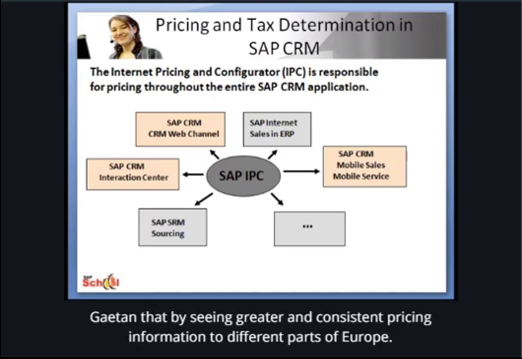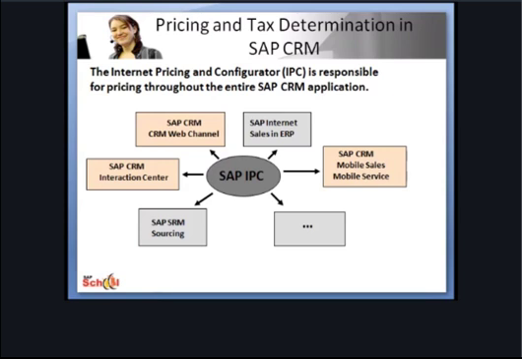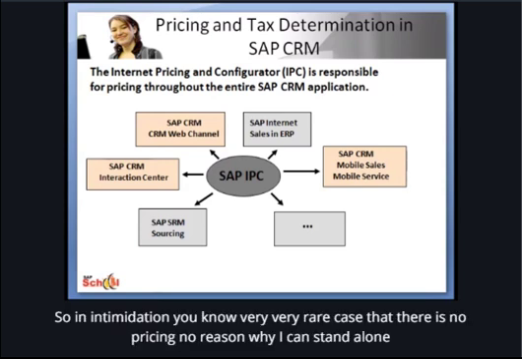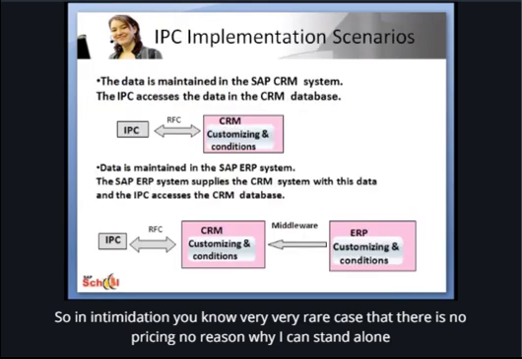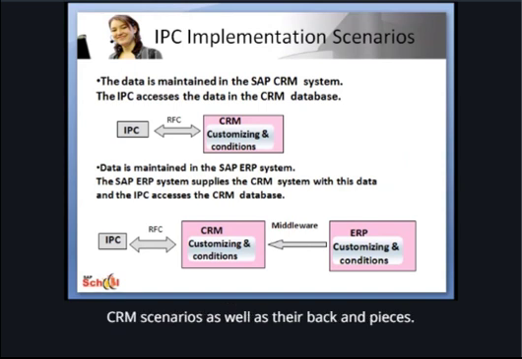The Internet Pricing and Configurator provides consistent pricing information to different parts of CRM, and it is switched off in an implementation in a very, very rare case where there is no pricing or no configuration required. IPC is used in standalone CRM scenarios as well as where CRM has a back-end ERP system.